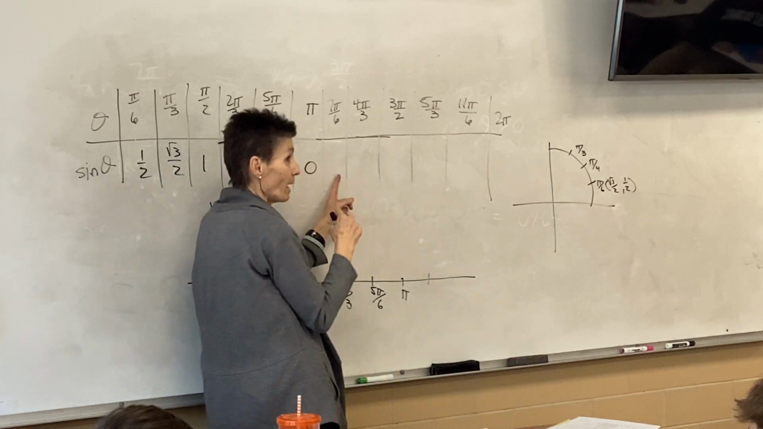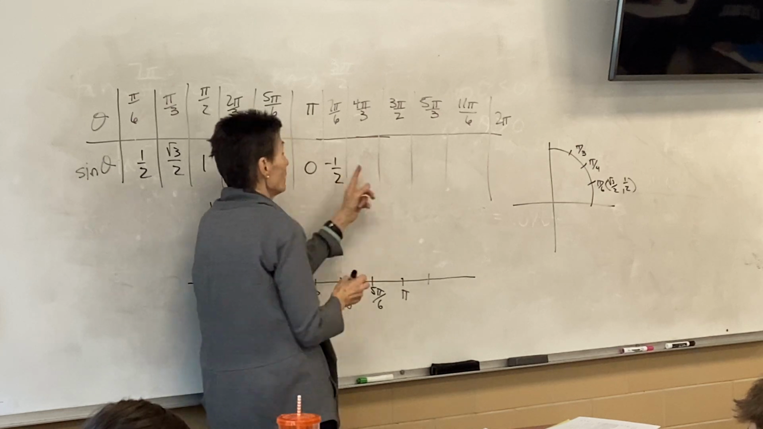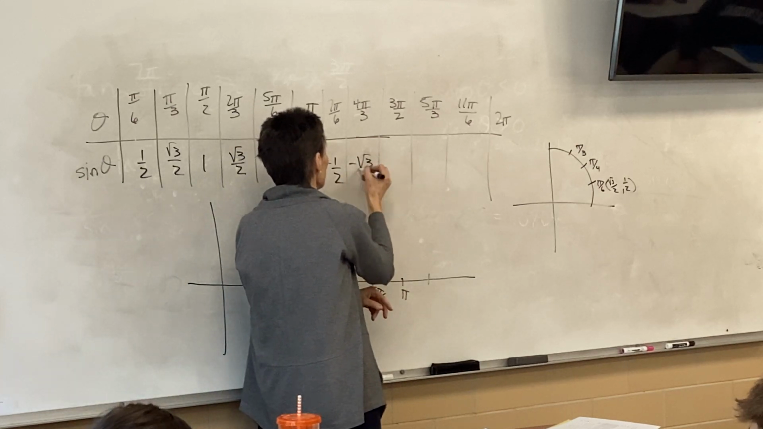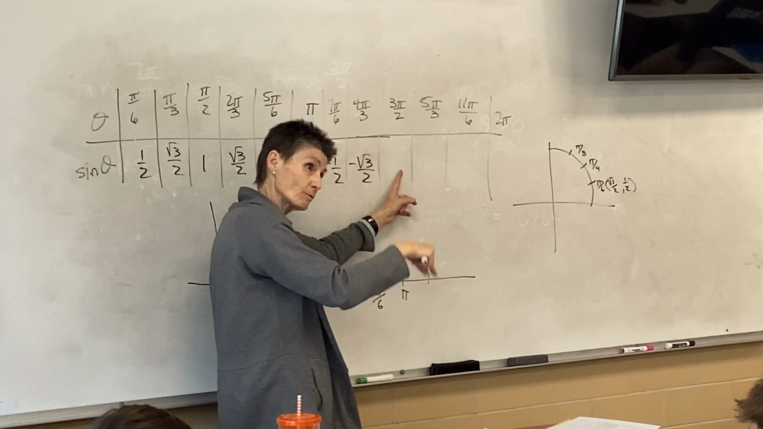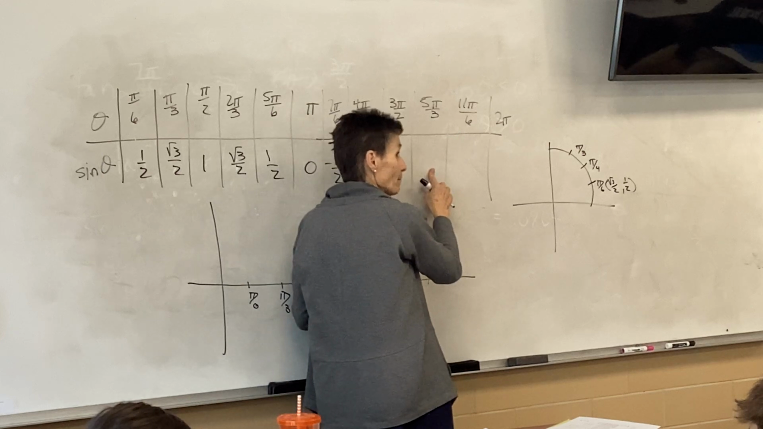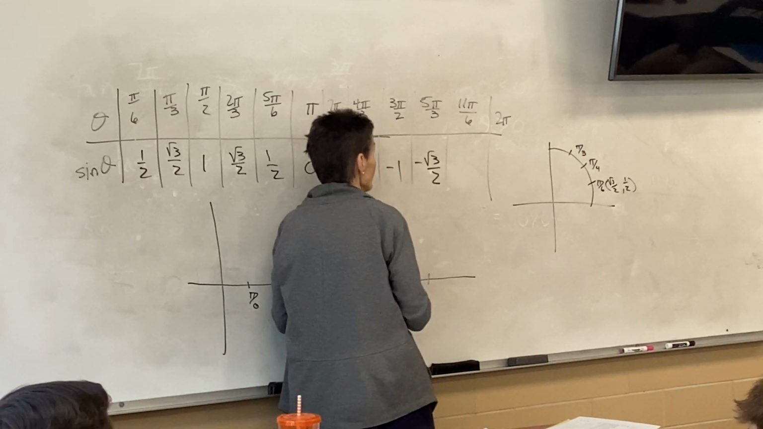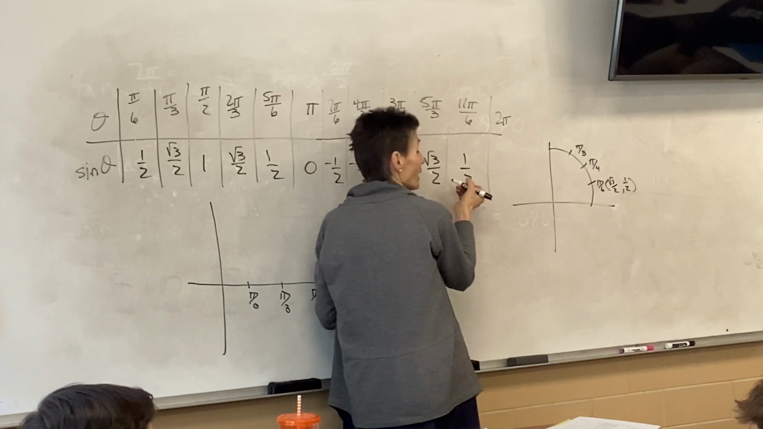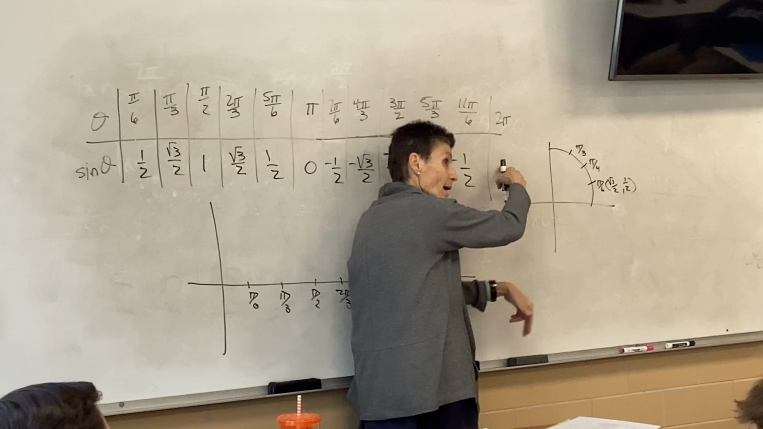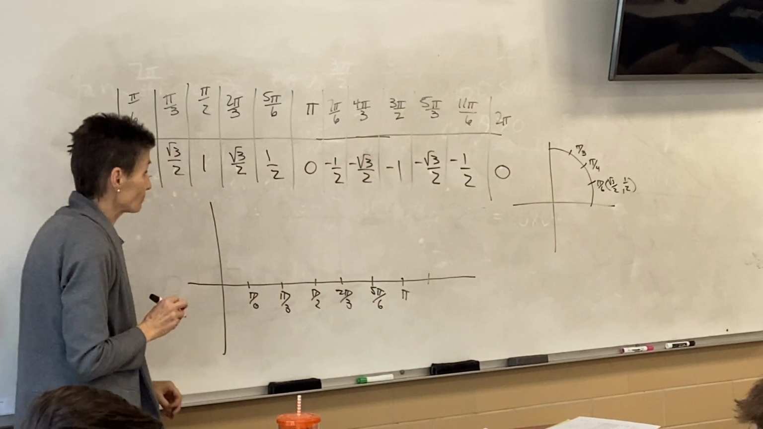Now, 7 pi over 6. Negative 1/2. 4 pi over 3. Negative root 3 over 2. 3 pi over 2, straight down. Negative 1. Now 5 pi over 3. Negative root 3 over 2. How about 11 pi over 6? Negative 1/2. And then 2 pi, we're right back to where we started. So we are at 0.